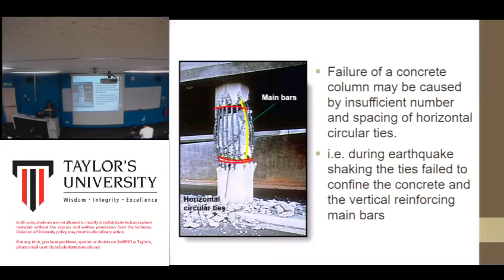During an earthquake, for example, with the earthquake shaking, the ties fail to confine the concrete and the vertical reinforcing main bars. So this example could happen during an earthquake.